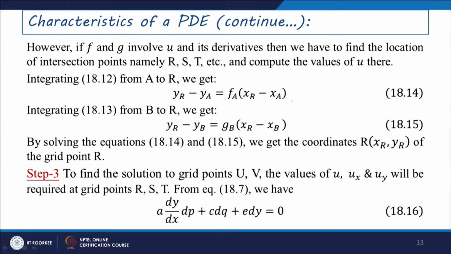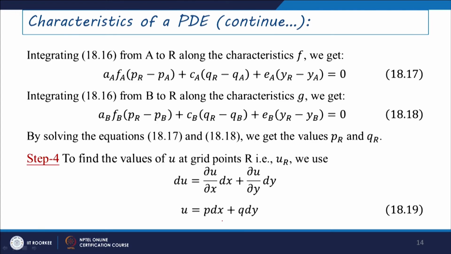To find the solution at the grid points, the values of u, p and q will be required at the grid points like R, S, T. So for that we will solve these equations in the form of a dy by dx, dp plus c dq plus e dy equals 0. If we integrate equation 18.16, a dy by dx is defined as the function f. So it can be taken as fa, and the integration range varies in dp, which is why we have considered pr minus pa.